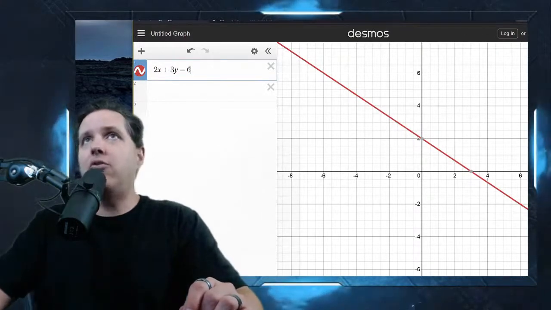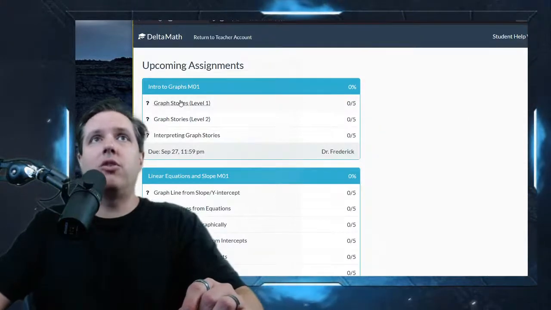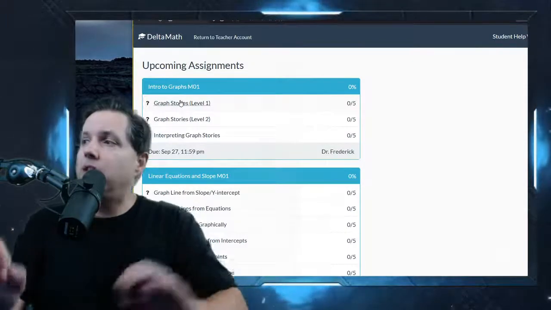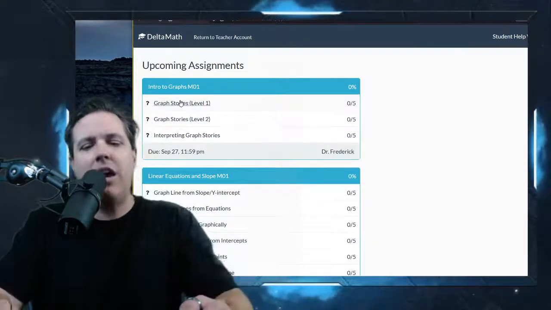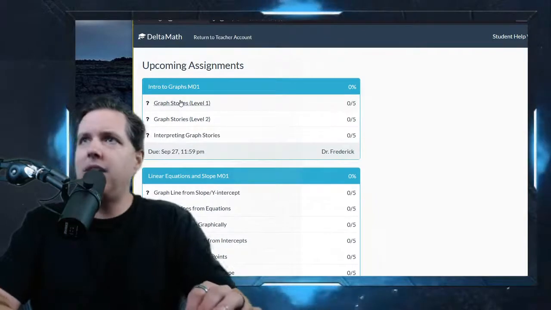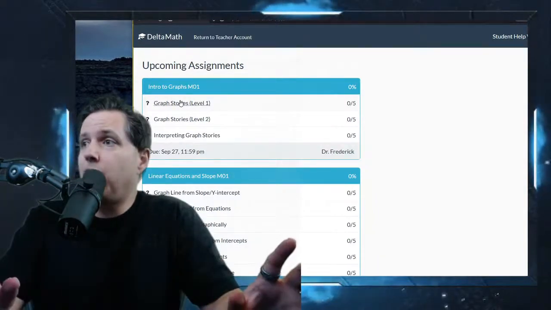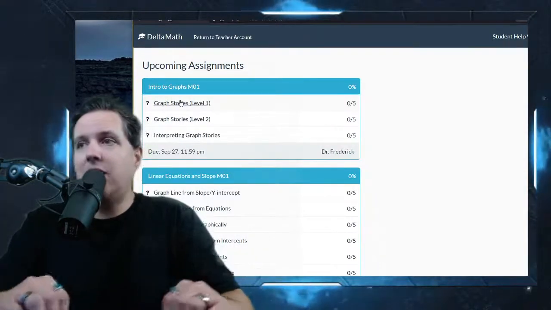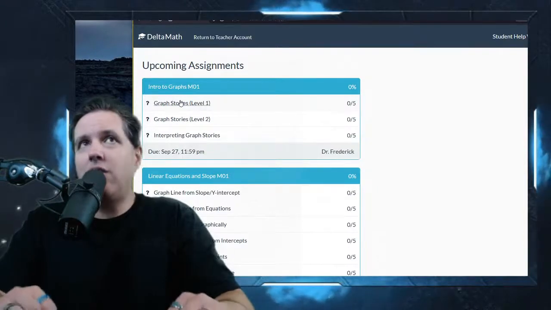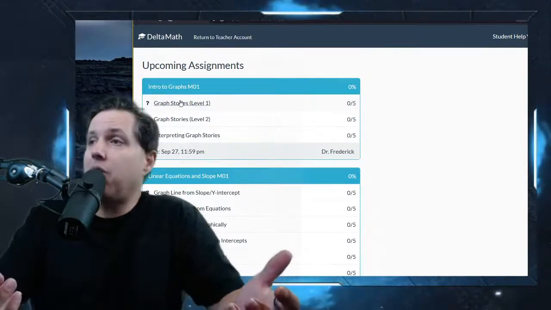Okay, so that's kind of how a graph works. Let's look at a couple problems. So let's go to graph stories. This is really important. A lot of times people want to skip these and go, I don't like word problems. Let's skip this. Word problems are like the most important thing because outside of the classroom, any math you run across in life is some type of word problem, right?